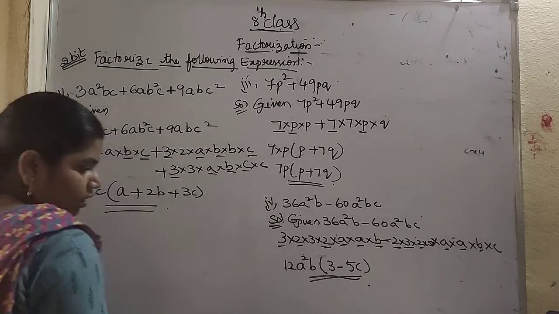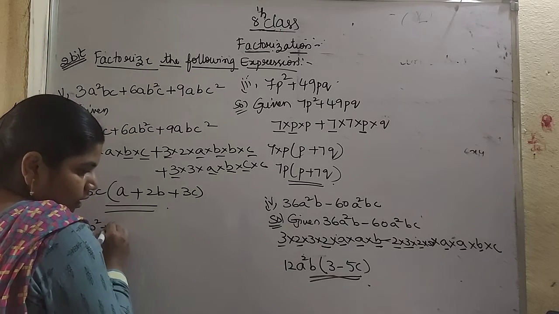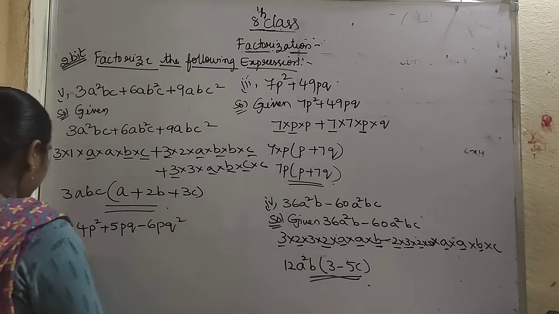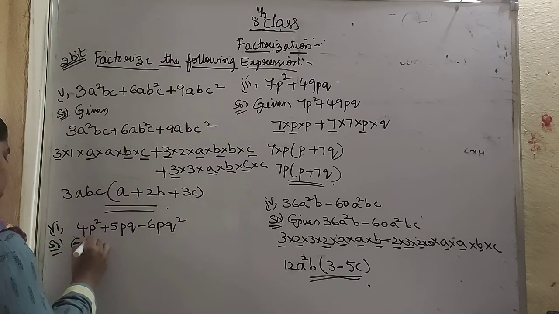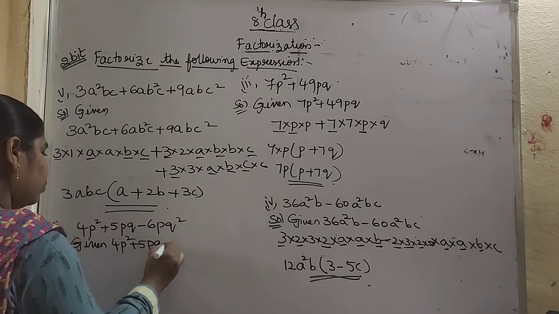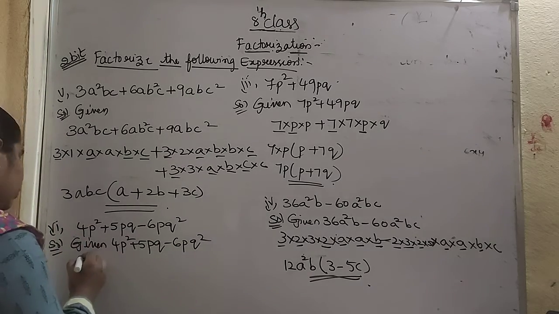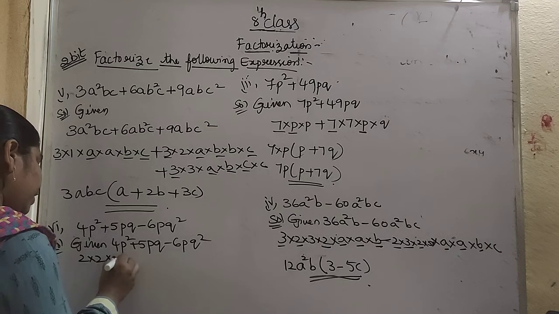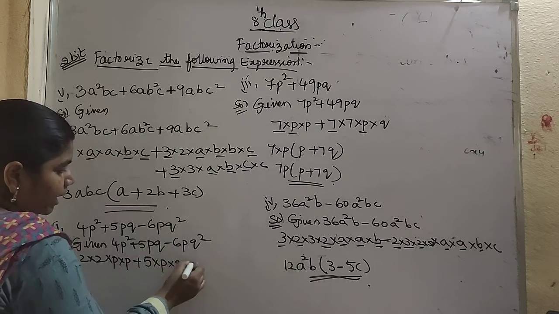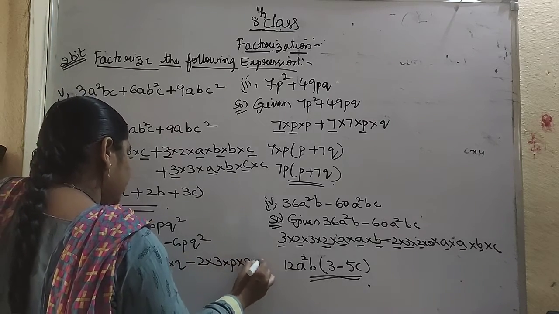Next is the sixth one. 4p square plus 5pq minus 6pq square. So we have to factorize this. So given 4p square plus 5pq minus 6pq square. So here 4 can be written as 2 into 2, p into p. 5 can be written as 5 into p into q because 5 is a prime number. 6 can be written as 2 into 3 into p into q into q.